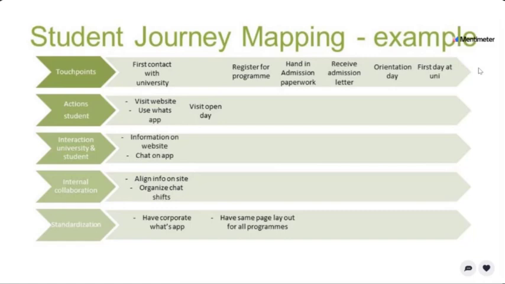So what you see on the screen is basically the 5 rows with, on the top row, the touch points of a student. I just put in an example here of a student enrolling in a university. So the first step is to make contact with the university, then register for the program, hand in the admission work, receive an admission letter, have the orientation day, and then there's the first day at uni. And this is just an example. You can add as many touch points as you like.